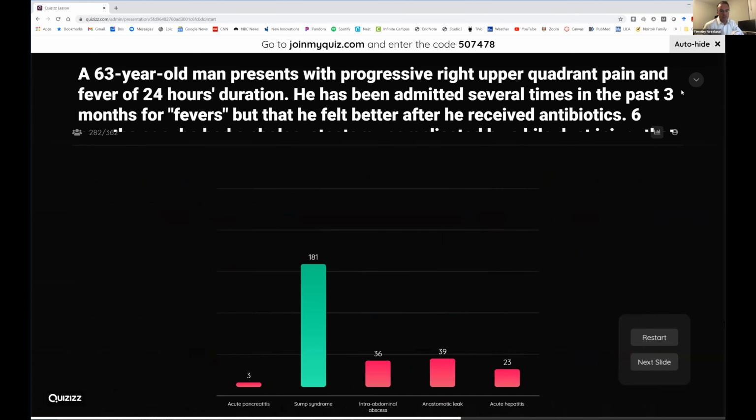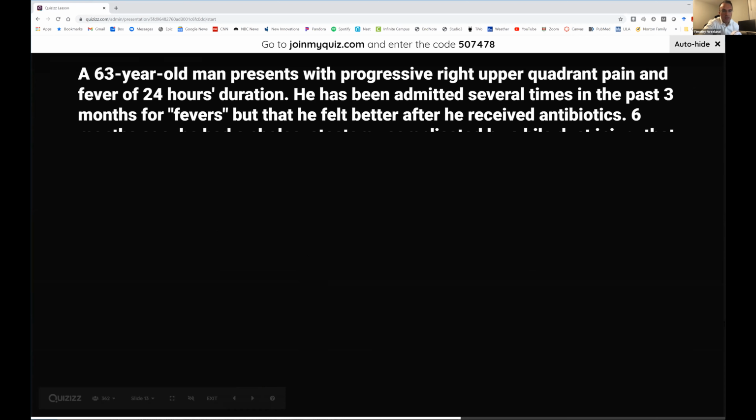So this is a little bit of a trivia question in my mind. Most people got it, so that's good. But sump syndrome. This is something that I think we don't see very often anymore because people don't do choledochoduodenostomies as often anymore. I think I have a picture, Dr. Awad, hopefully it came through.